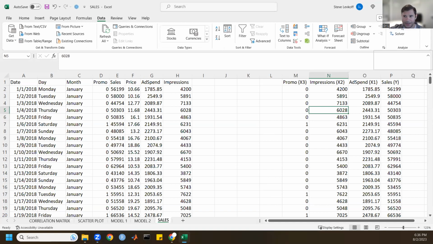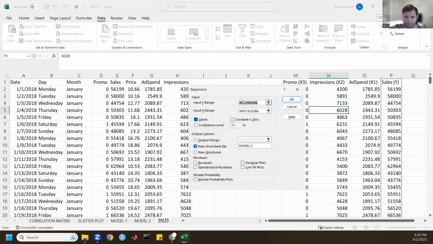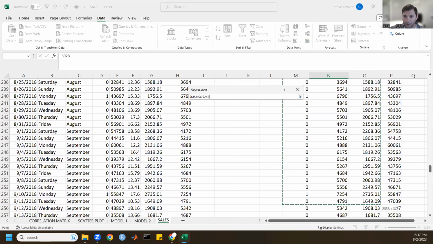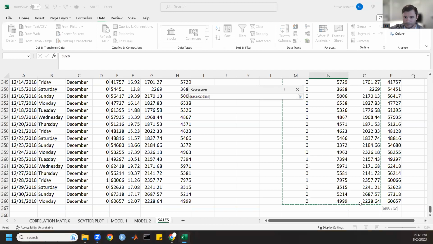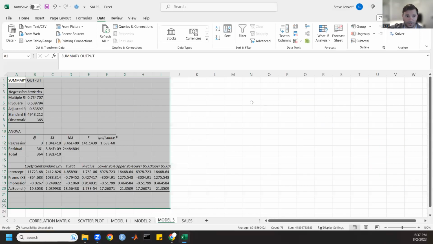So I'm going to click on that data analysis button just like we did before. I'll go ahead and select the regression tool, hit OK. Y input range is going to stay the same. For the X input range now, we want to go ahead and just include that promo column as well. And we'll call this one model 3. Model 2 had 2 X variables. Model 3's got 3 X variables.